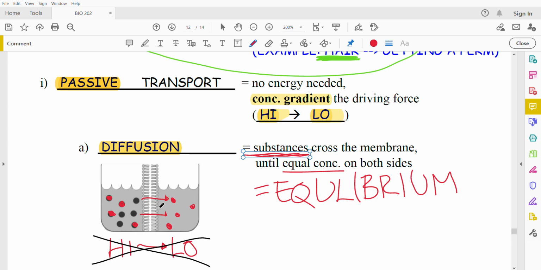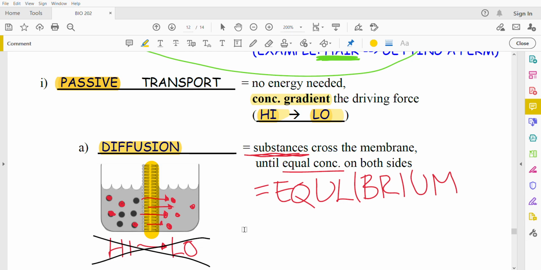So that's what happens in diffusion. It works passively thanks to the difference in concentration gradient until there's the same amount of substances on both sides. That just happens. There's no energy needed to put into it. Stuff just moves across this membrane that we're seeing here, right in the middle of the picture. I'm just trying to highlight the membrane in case anyone's forgotten that that's our membrane.